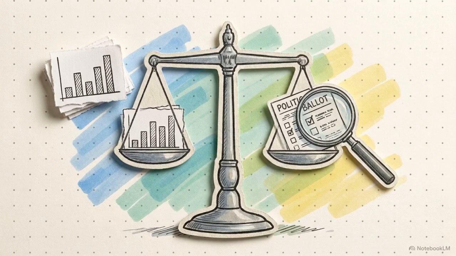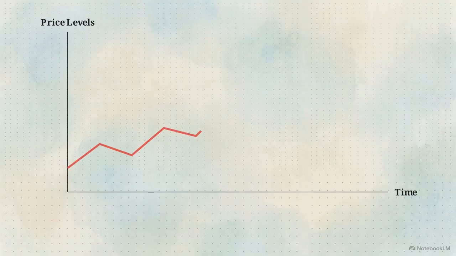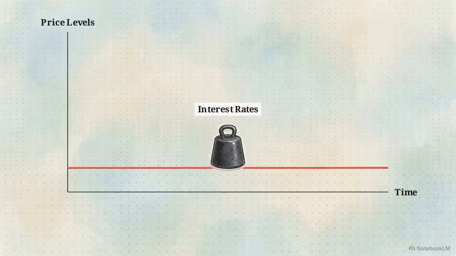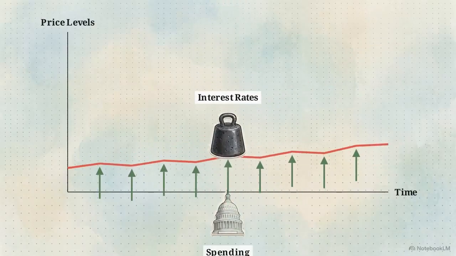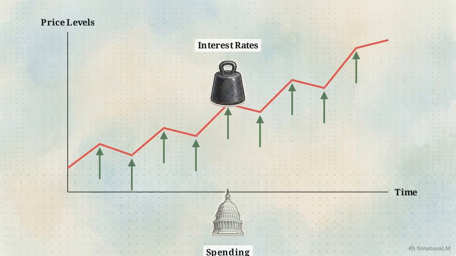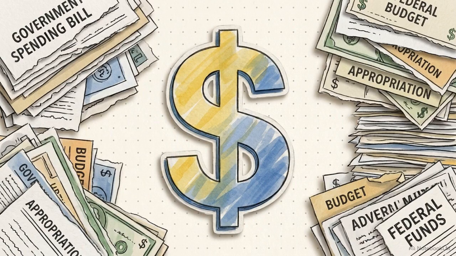The Fed can raise interest rates to slow down rising prices, but if the government concurrently floods the market with new spending, those two forces essentially cancel each other out. Ultimately, the central bank cannot successfully guard the dollar's value if fiscal policy is actively diluting it.